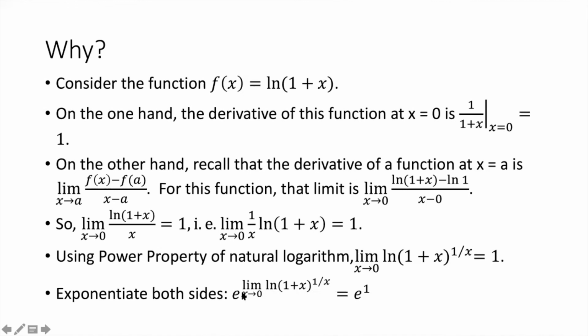I'm leaving out a couple of little details here. Basically, just push this limit inside the natural log. Then that e and that natural log will cancel each other out, and you'll just be left with the limit as x approaches 0 of (1 plus x) to the power 1 over x equals e.